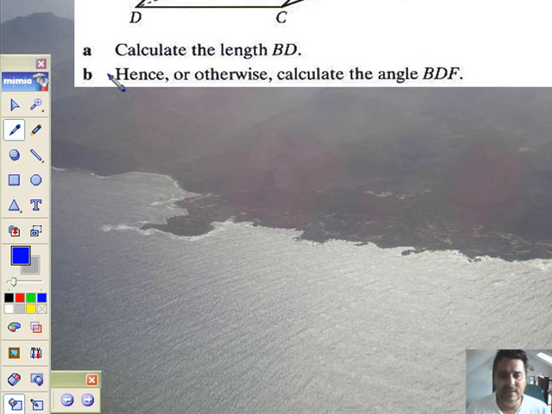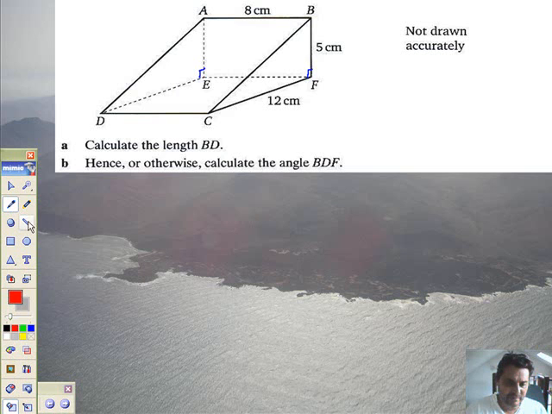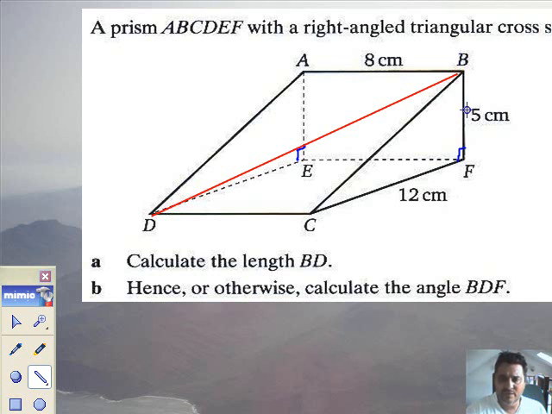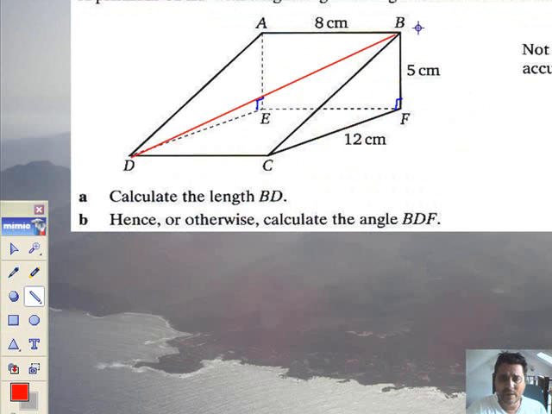I've got to calculate the length BD, so let me draw it in for you in red. So BD is that one. Great, well, I've got the length of BF, which is 5, and I need to know therefore the length of DF, I think, in order to work out BD. Alright, let's just try this, shall we?